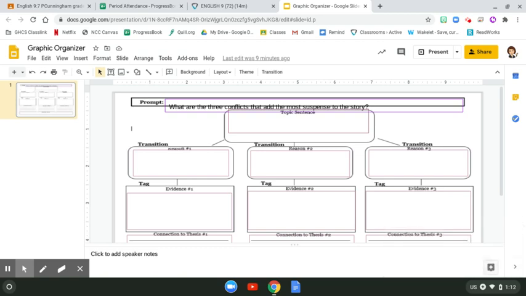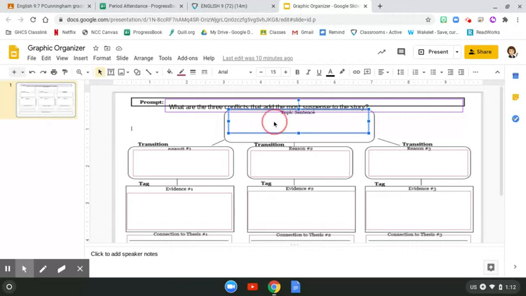This is the graphic organizer for the Most Dangerous Game conflict essay. I'm going to do part of it. I want you to retype my answers on your document exactly the way I have them, and then you are going to do the rest of it on your own. So the prompt for this essay is, what are the 3 conflicts that add the most suspense to the story? Sorry, I know it's hard to see that prompt.